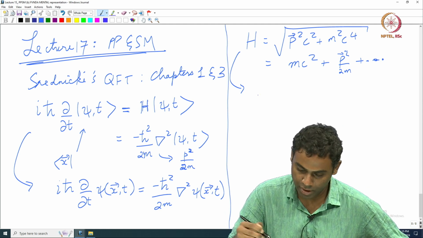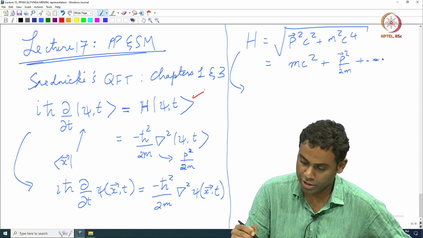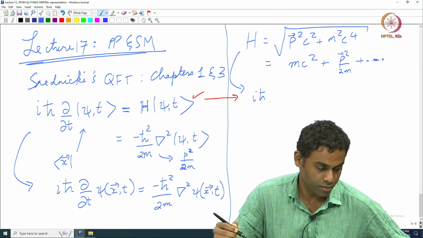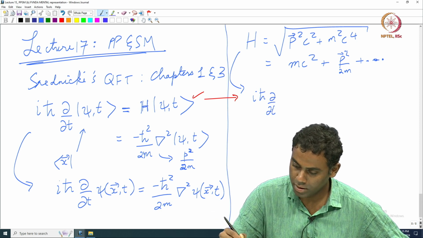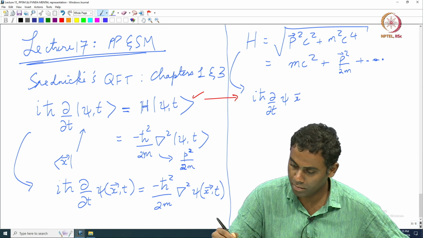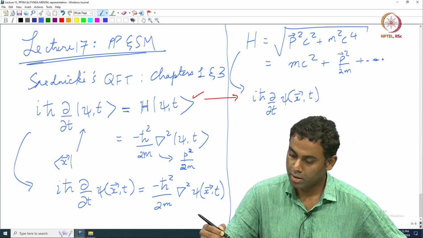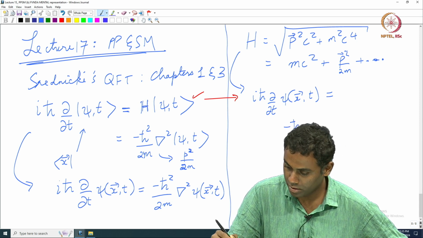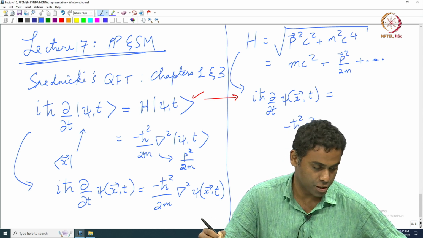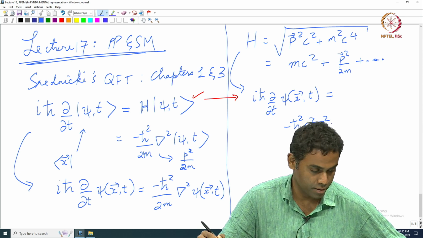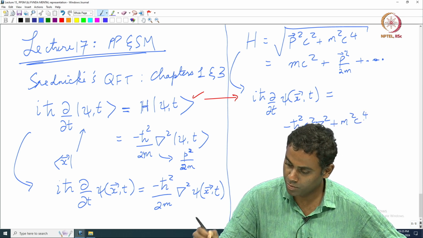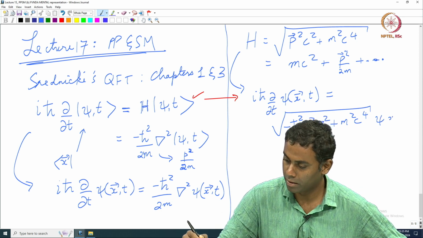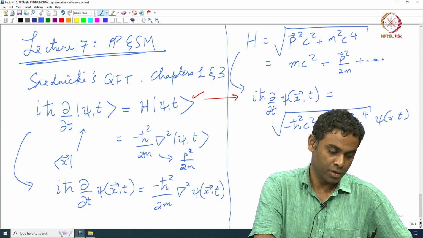I'm just going to plug that into the Schrodinger equation, and that is going to give me i h bar partial derivative with time, that is going to give this very weird operator on the right hand side, minus h bar squared c squared del squared plus m squared c to power 4 under a square root. Good.